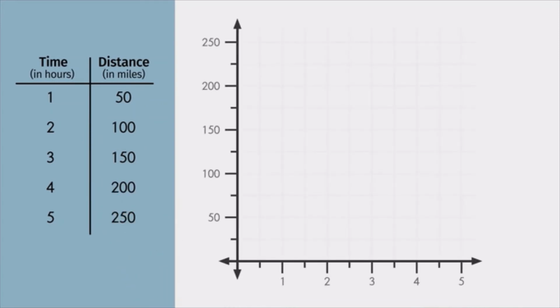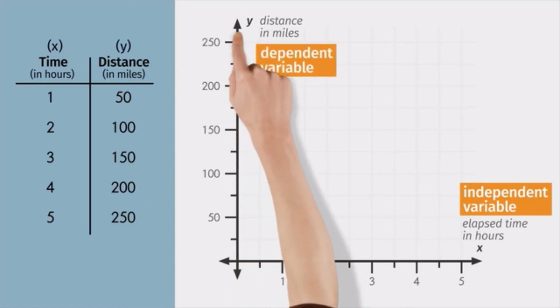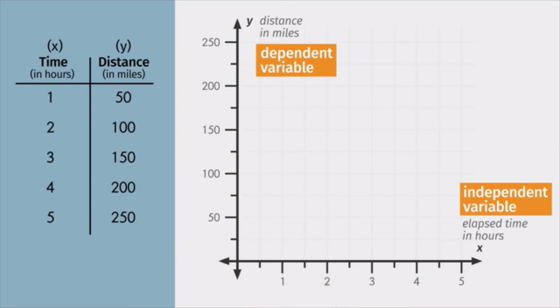Let the x-axis represent the elapsed time in hours, and let the y-axis represent the distance in miles. Each x-y pair represents a location on the graph. Just like x is an independent variable, the number of hours is the independent variable in this example. So the total distance, y, is the dependent variable.